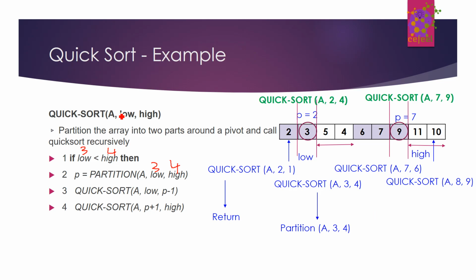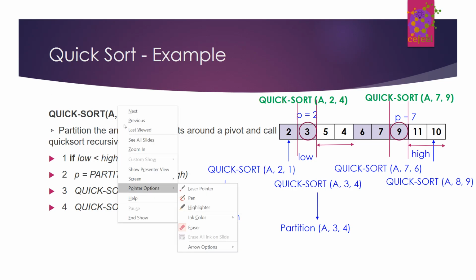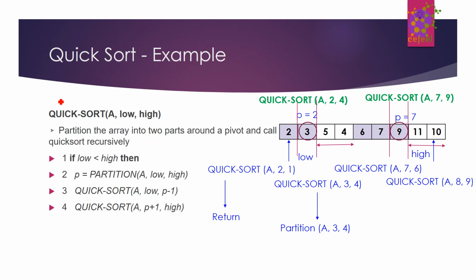Now the next one, which is quicksort A76, is similar to the quicksort A21, wherein the low becomes actually greater than the high. So if we put values here, 7 and 6, 7 is not less than 6, so this will just return, not do anything. There are no elements to sort here.